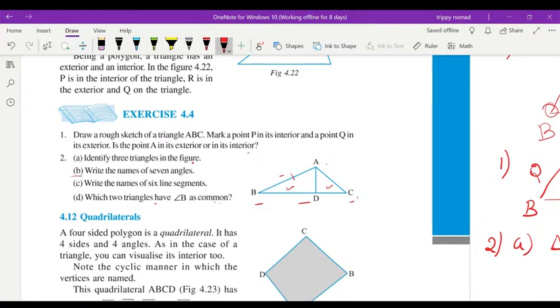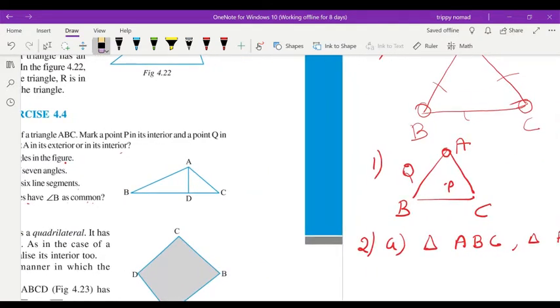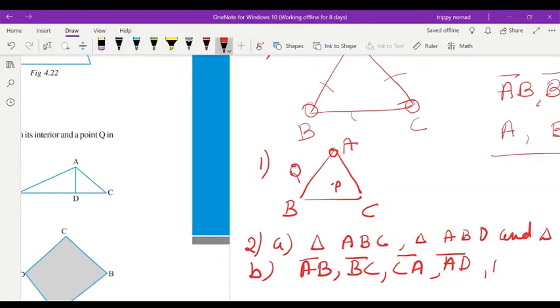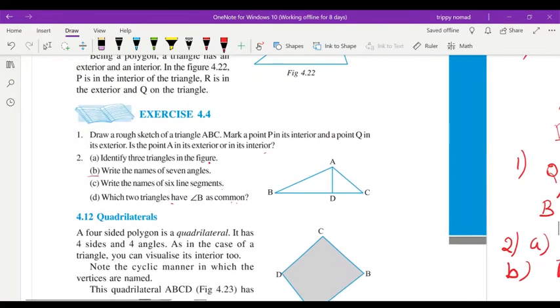Now write the names of the six line segments. Okay, one, two, three, four, five, and this complete one. I hope you understood. So how will you write these line segments? I am going to write for you. B part, AB, BC, CA the complete one, AD the middle part, BD and DC. I hope this one also you understood.